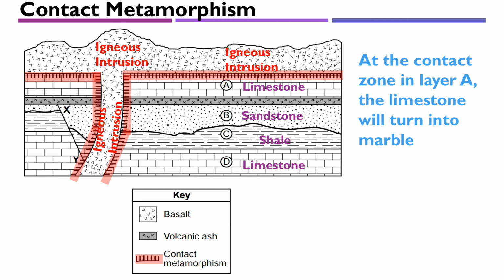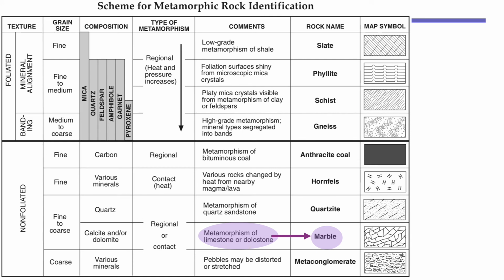Well, in both rock layer A and also in rock layer D, limestone was there. At the contact zones only, where the contact zone hits the limestone, that limestone is going to turn into metamorphic rock called marble. Now, how can we determine that? If you look on the reference table for the metamorphic rock diagram, you'll see in the comments column, that's where you're going to get your information. In the comments column, it tells you if you have metamorphism of limestone or dolostone, you're going to result in a rock called marble. Just above that, if you get metamorphism of sandstone, you'll get the result of metamorphic rock quartzite.